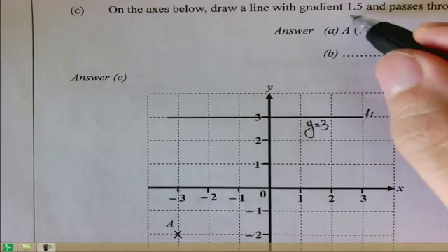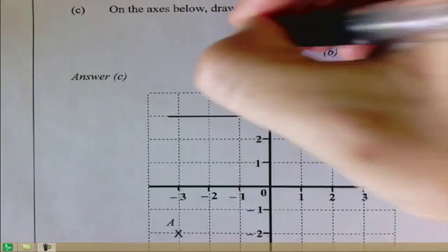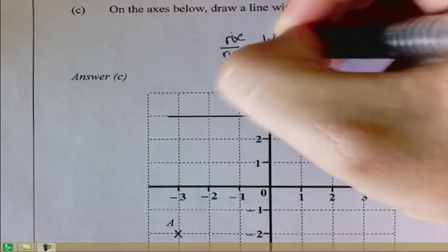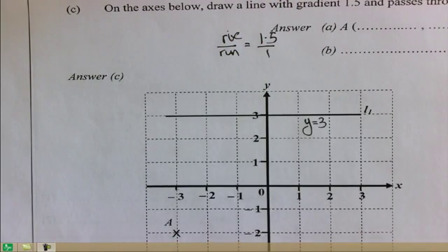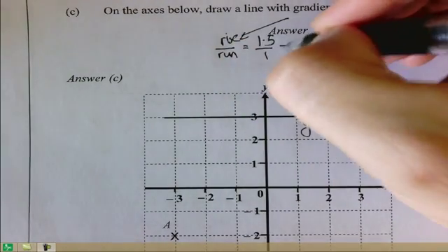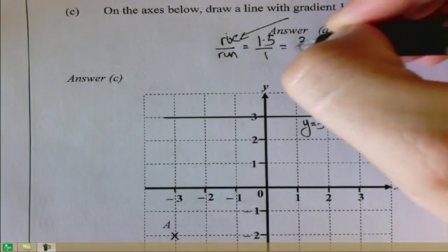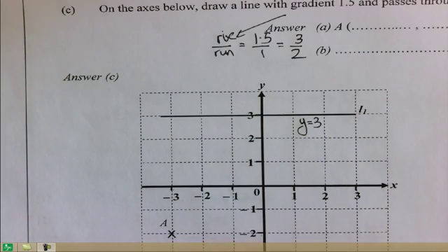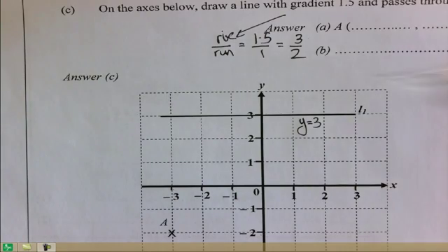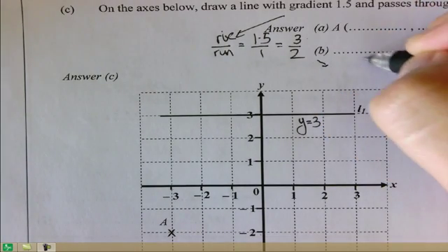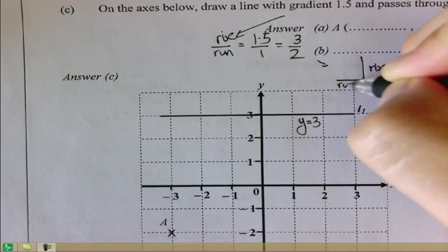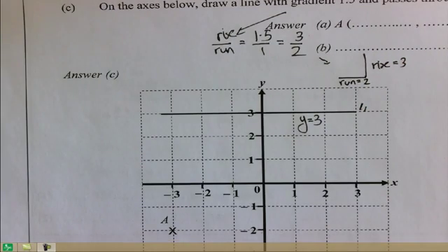A gradient of 1.5 means that the rise over run is equal to 1.5 over 1. That's what is meant by gradient, or we can simply write it as 3 over 2. So that means the rise is 3 when the run is 2. If I translate that into a diagram, my rise will be equal to 3 units, and my run is equal to 2 units, like this.